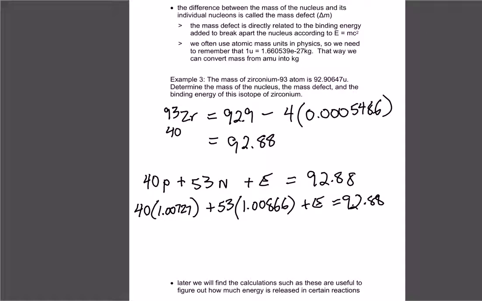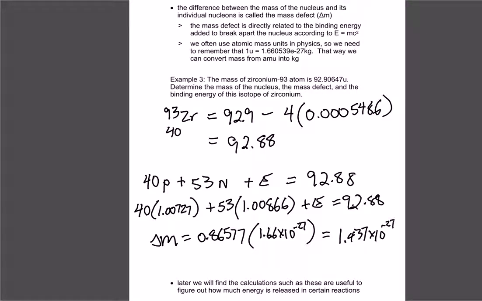So that means the mass that ends up being left over ends up being, so if we go the 40 times 1.007 plus 53 times 1.008, we subtract it from 92.88, we get an answer of 0.86577 atomic mass units, and let's times that by the mass of one atomic mass unit, which is 1.66 to the negative 27, and that gives us 1.437 times 10 to the negative 27 kilograms.